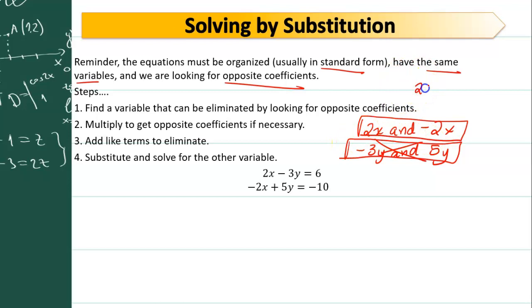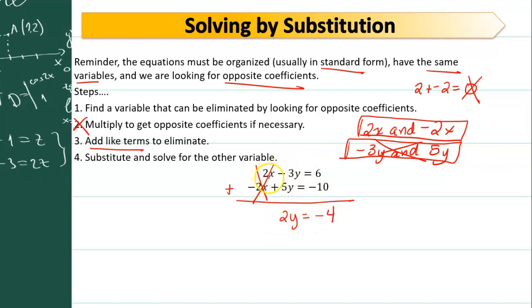I want you to think about what happens when I add 2 and -2. Well, if you have $2 and I take away $2, you have $0 left. Those are going to eliminate, which is what we're looking for. So it's not necessary to multiply on this one because we already have opposite coefficients. Now we're ready to add our like terms. Because I put this in standard form, I can add straight down the columns. 2x plus -2x, that cancels out. -3y plus +5y is 2y, and 6 plus -10 is -4.